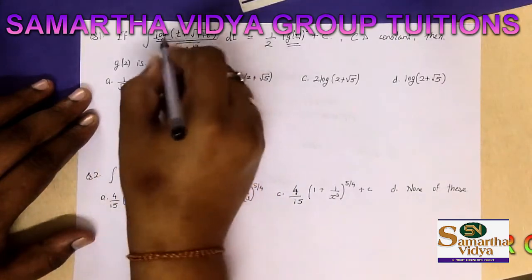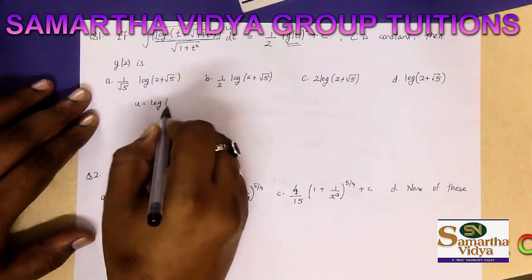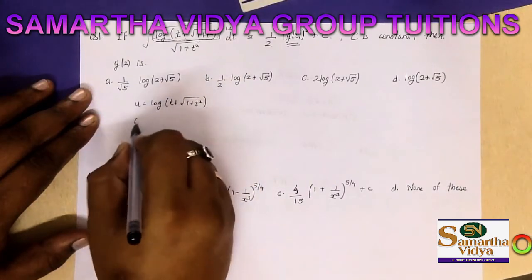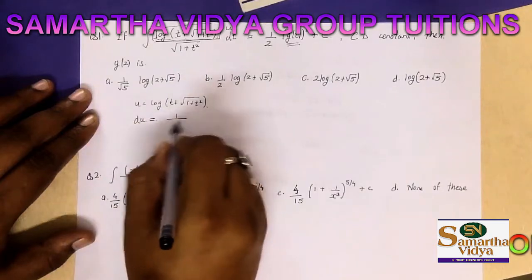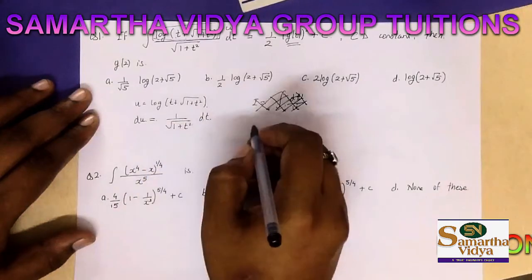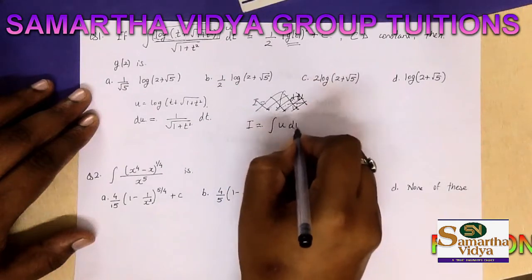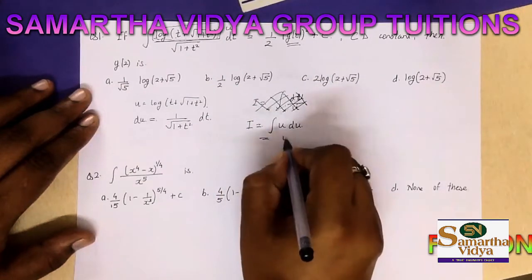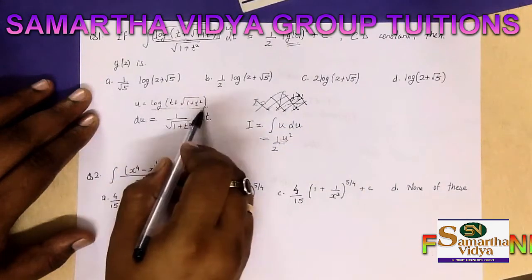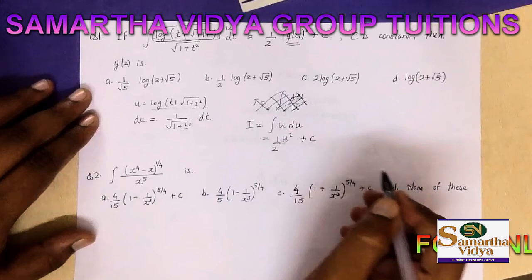So directly let us say that this whole term is u. So u is equal to log of t plus root of 1 plus t square. If you find the derivative of this, du will be 1 upon root of 1 plus t square into dt. So here the integration comes down to integration of u du, which is nothing but u square by 2. Now u is nothing but what we have already substituted, and we will also have the plus c present over here.